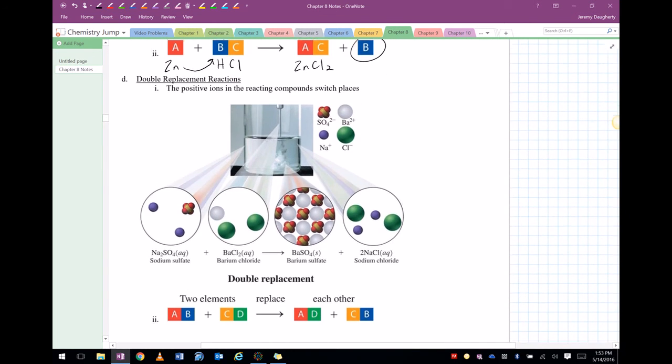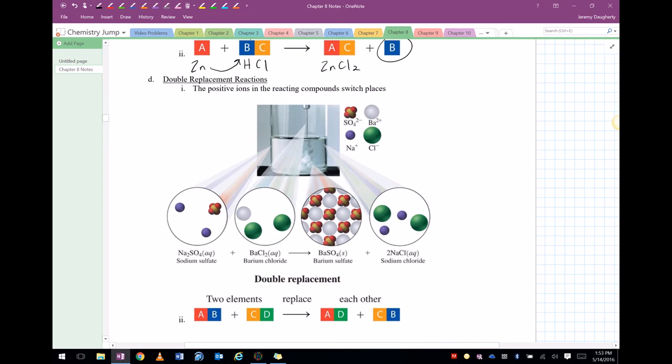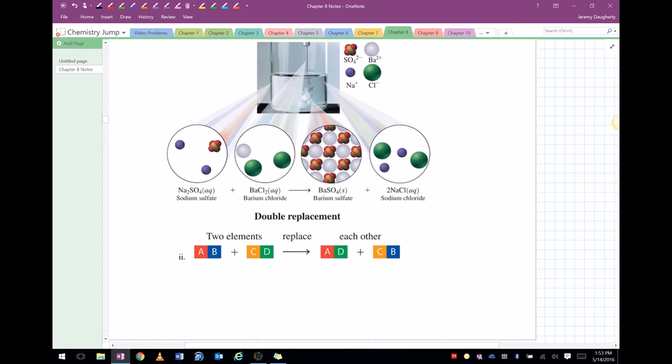Now a double replacement reaction, very similar, except we have 2 ionic compounds that are reacting. So take a look here. Here's sodium sulfate. All right, that's going to react with barium chloride. Now what's going to happen is the sodium is going to go with the chloride, and the barium is going to go with the sulfate. So we end up with barium sulfate and sodium chloride.